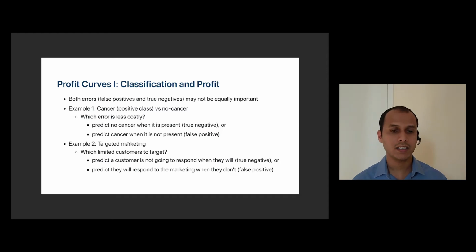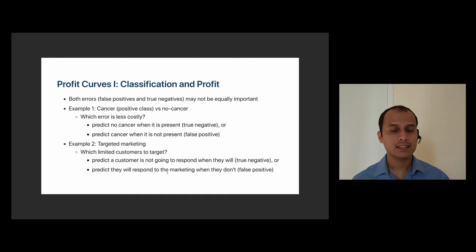So let's think of a milder example in a completely different setting. This is in targeted marketing. You have a bunch of customers you want to target. For each customer, you can say, if I target this customer with an ad, a coupon or something, will this person actually buy or not? So there are two types of errors that I'll make. First, I'll predict a customer is not going to respond when they will actually respond. So in this sense, I'm losing that customer. If I had targeted this person, they would have actually bought my goods, and I would have made some money. But I did not. I predicted that they'll not respond, so I'm leaving money on the table.